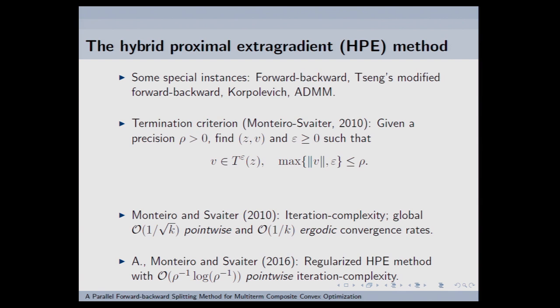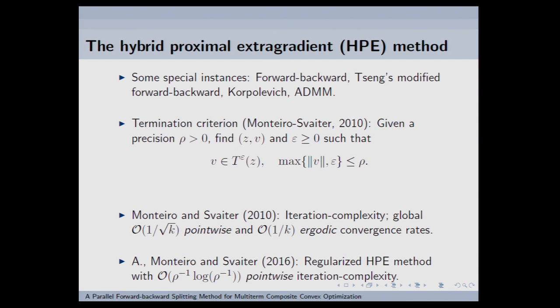And Monteiro and Svaiter proposed two kinds of iteration complexity, one pointwise and one ergodic. Pointwise means non-ergodic. We don't average. Ergodic, we average. And ergodic is actually a global rate of convergence. And using this global rate of convergence, we can compute the iteration complexity.